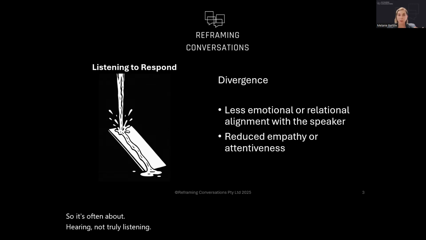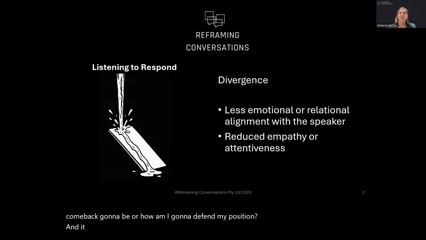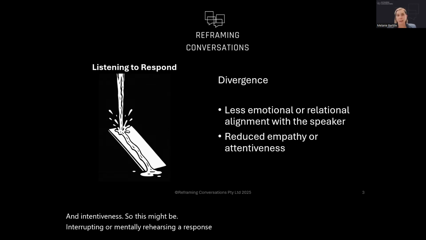And while that person's talking, your mind is off in another place thinking, what's my comeback going to be? Or how am I going to defend my position? And it can signal a desire to assert independence or authority. It's kind of less attuned emotionally. It's not really a relational form of listening. And it often displays less empathy and attentiveness. So this might be interrupting or mentally rehearsing a response while the other person is speaking.